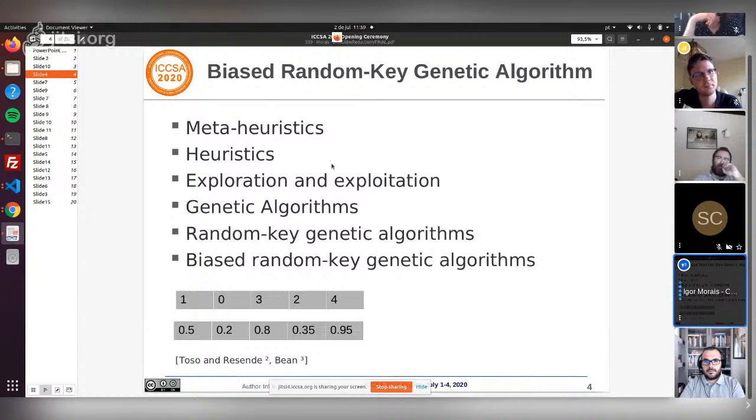The random key genetic algorithm consists of encoding every gene in a chromosome to a value between 0 and 1, like the example given below. The biased one is an addition that increases the probability of an elite parent passing its genes to a new solution in the crossover.